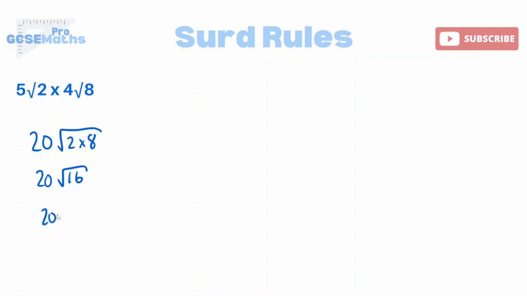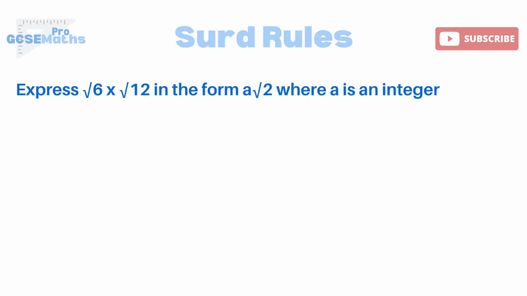So we can just square root it to get to 4. 20 times 4 is 80. Okay, exactly the same questions again. We've just written it in a format that you might see in an exam.